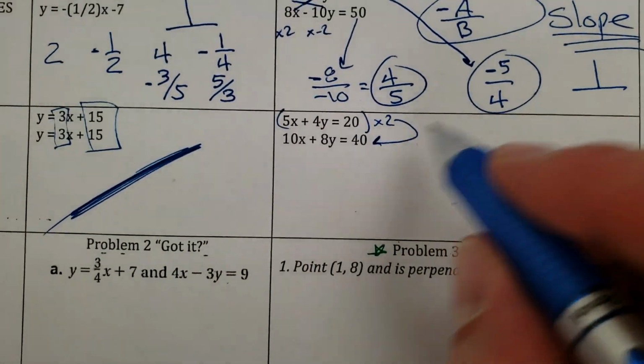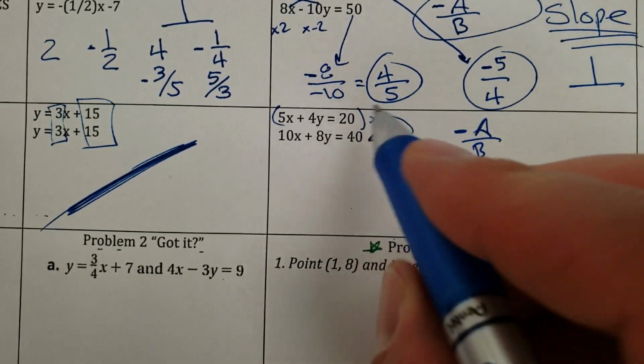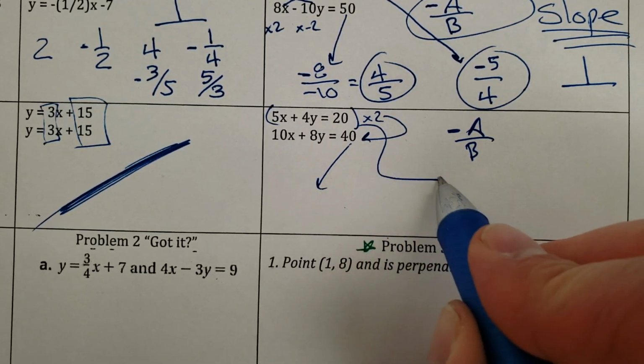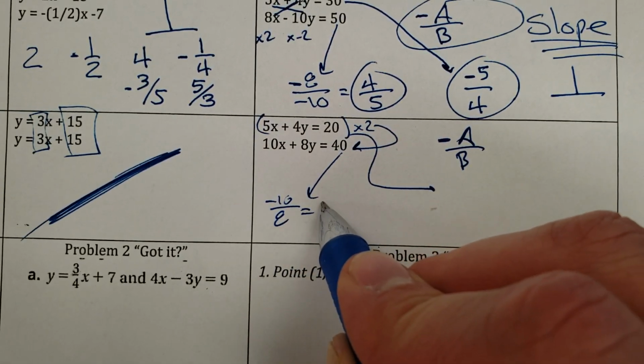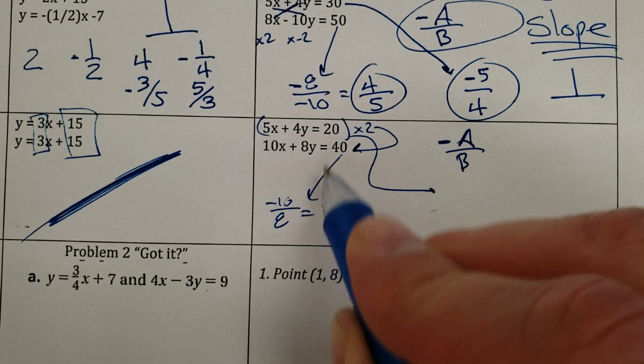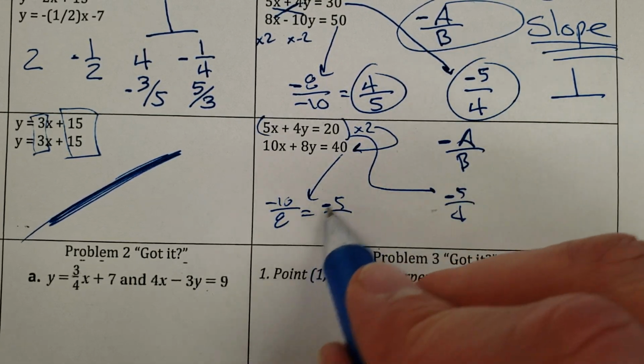Okay, so let's double check here just to make sure. Shortcut for slope, negative a over b. Okay, here we go. Let's find the slope for u. So negative 10 over 8 is going to be a negative 5/4. Okay, negative 5 over 4 is the same slope.